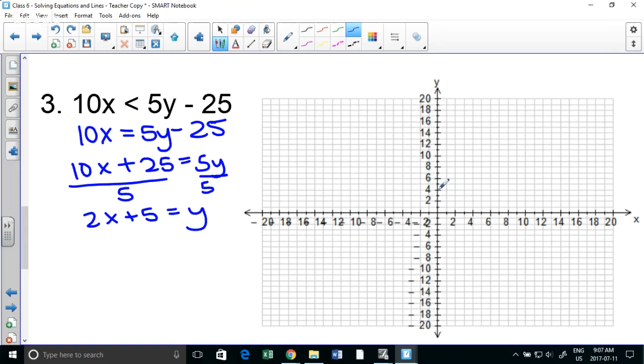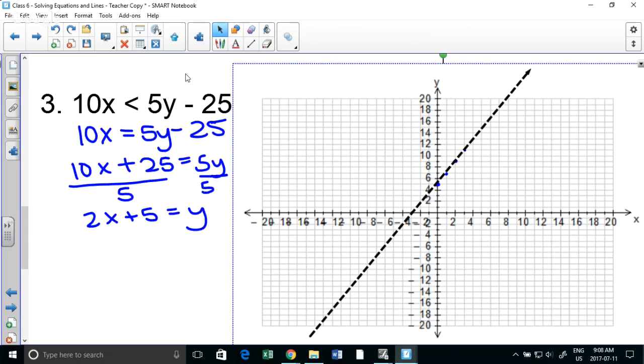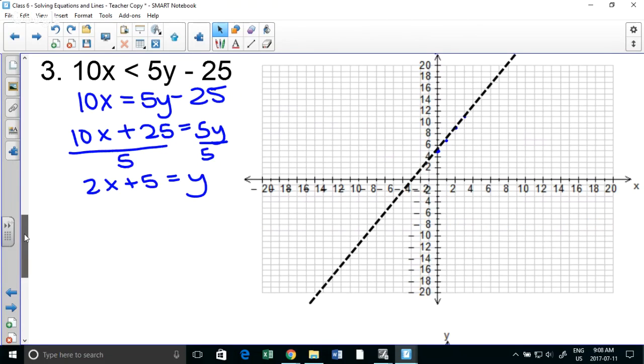I start this at 5. And my slope is 2, so I go up 2 over 1. 1, 2, 1. Oops, little dot there I don't need. Up 2 over 1, up 2 over 1. Get a couple of different points there. Sketch it out. Again, we're dotted because our inequality is strictly less than. It does not pass through 0, 0. So once it's graphed, I'm testing.